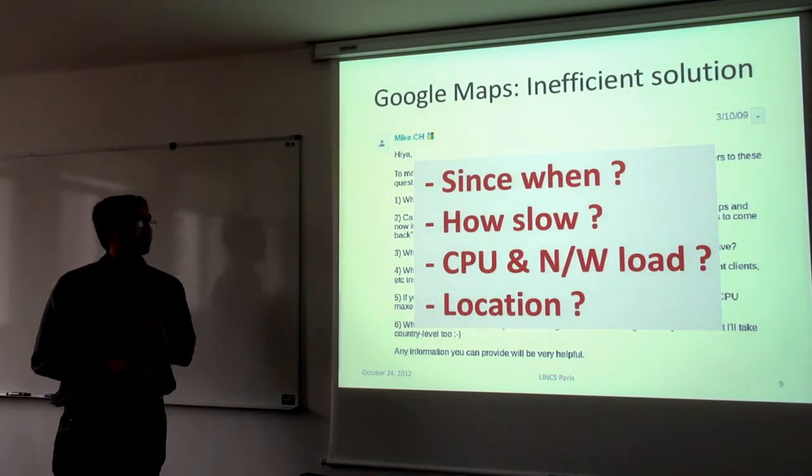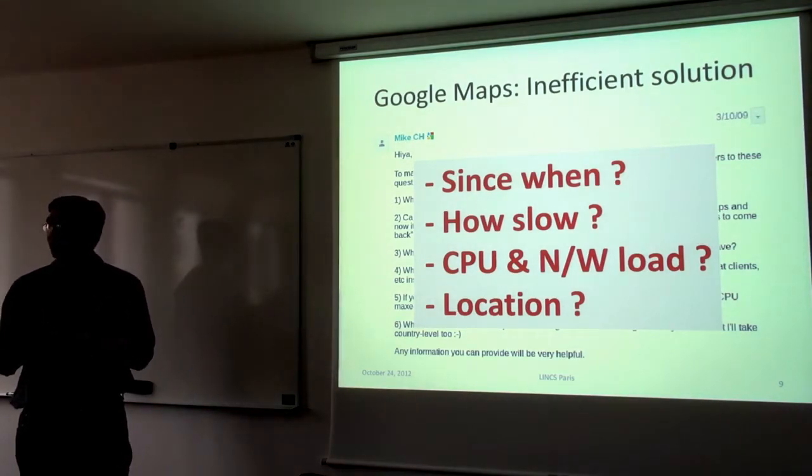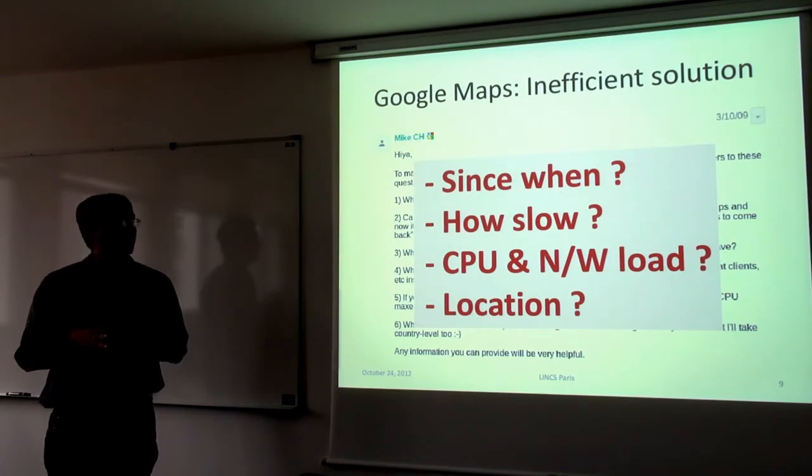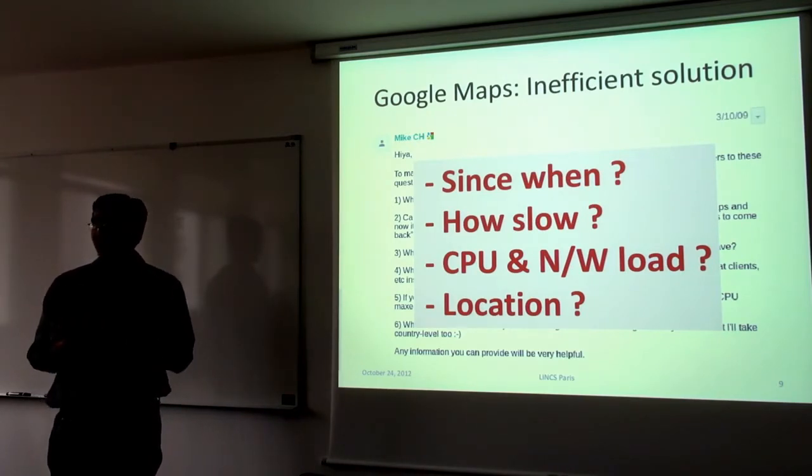Basically, the questions were like this. Since when was the user facing this problem of slowdown of the Google Maps web application? Can the user quantify the nature of the slowness?